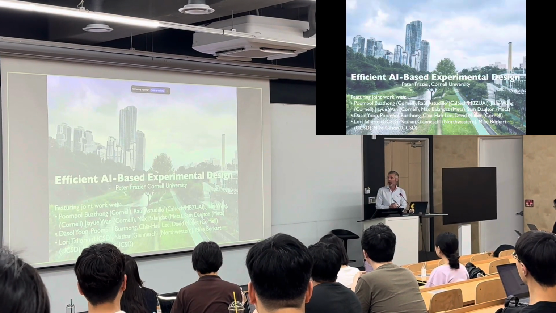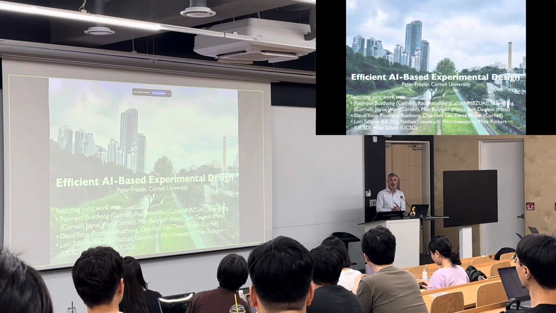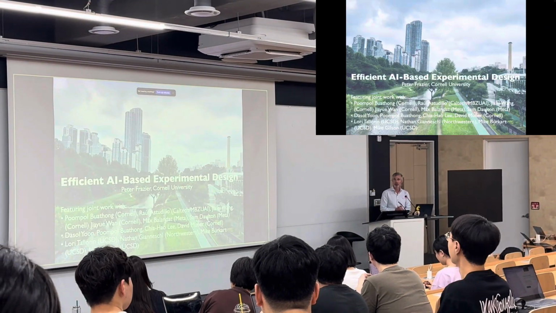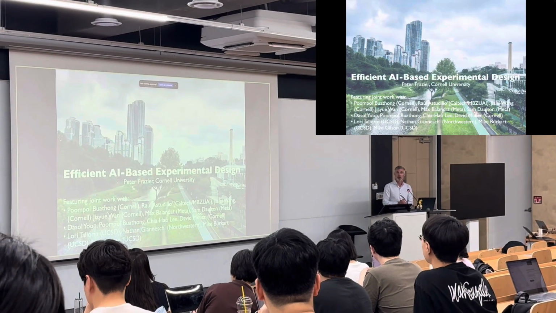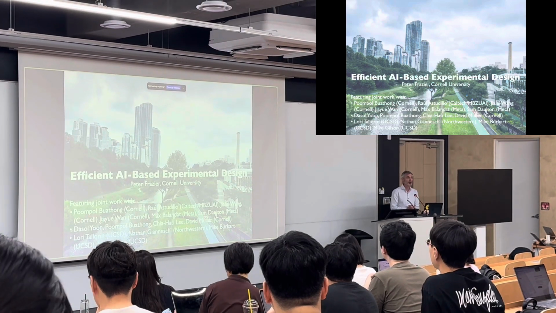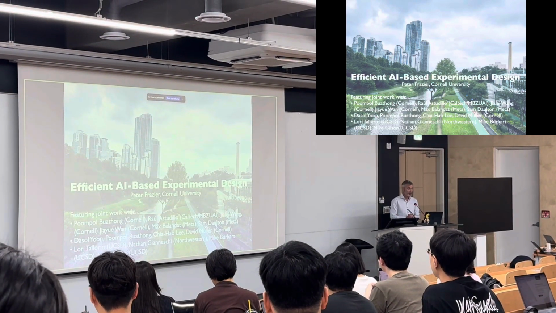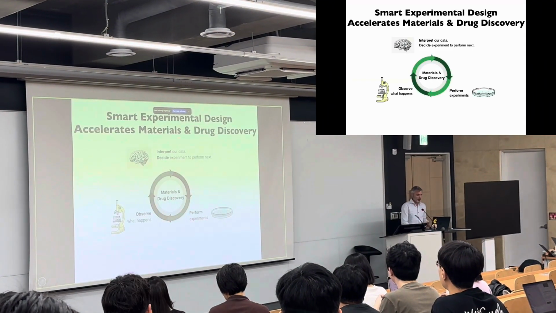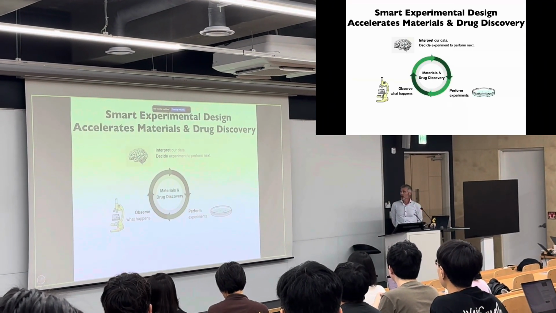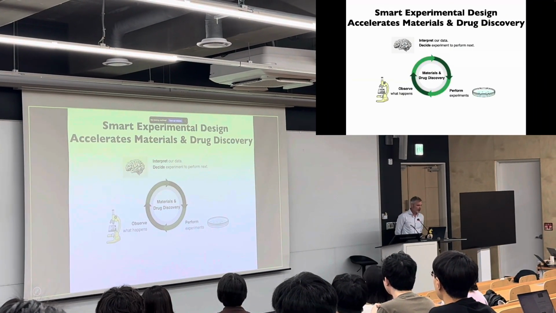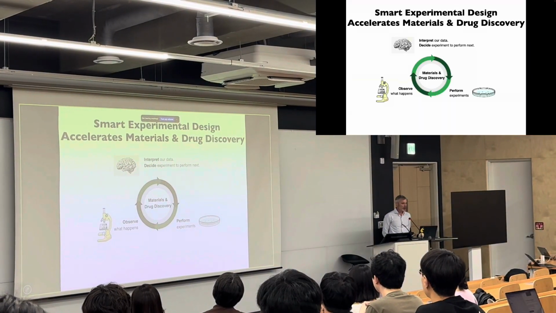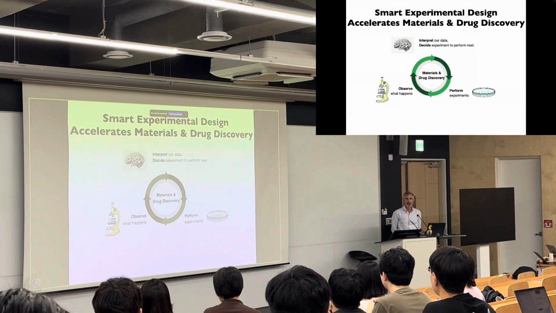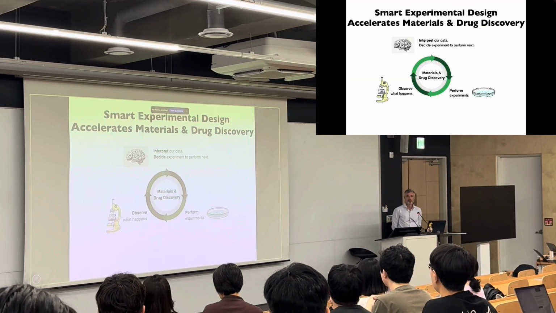I'm going to tell you about efficient AI-based experimental design, which is based on collaborations with a number of wonderful collaborators, both on the AI side and on the experimentation side. So in drug discovery and also in materials discovery, smart experimental design is a critical part of accelerating the process.